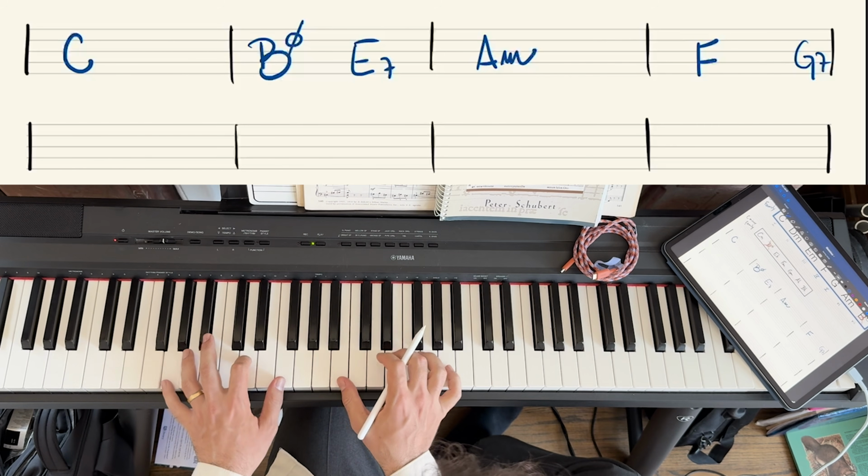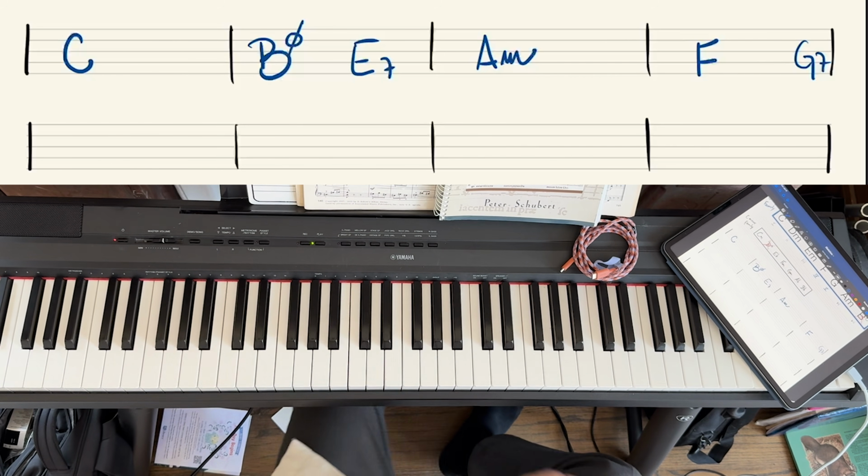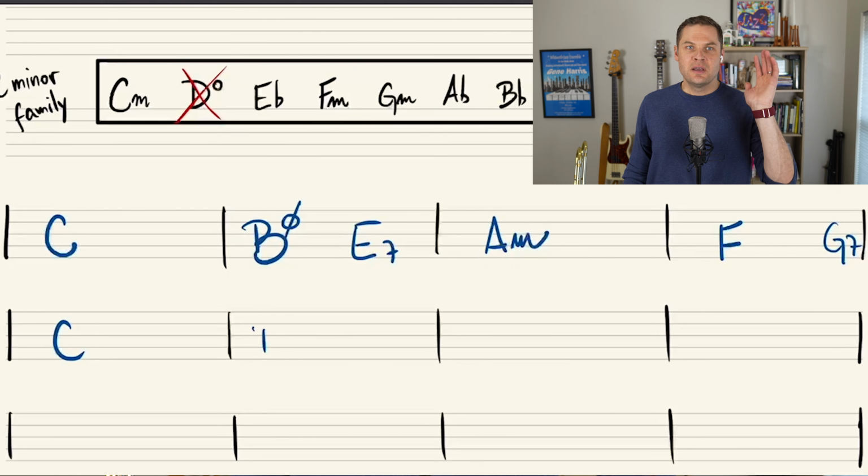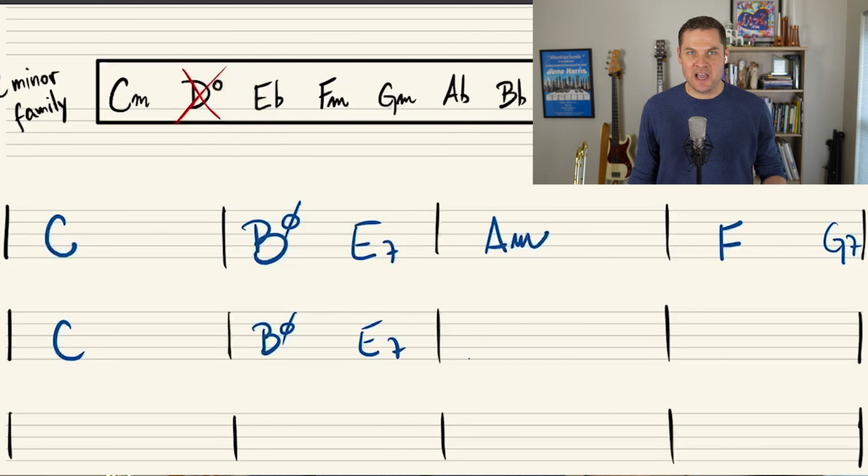Beautiful. Beautiful, I think, right? I think we can do something with this. So I figured let's just follow all the rules the first time and see what happens. So then let's do C, B half diminished to E7, A minor 7.